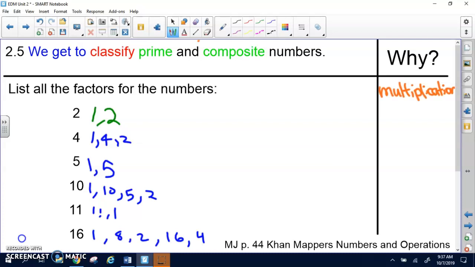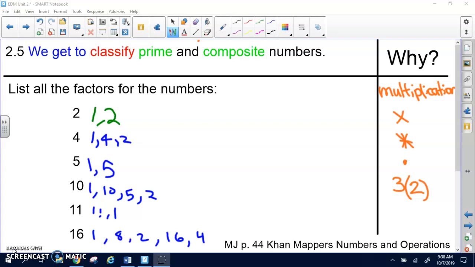Since I'm here, let me show you there are several ways to show multiplication. This, and sometimes those parentheses, when the two numbers are right next to each other with parentheses, that's also multiplication. Sometime this morning, list all the factors for 2, 4, 5, 10, 11, and 16.